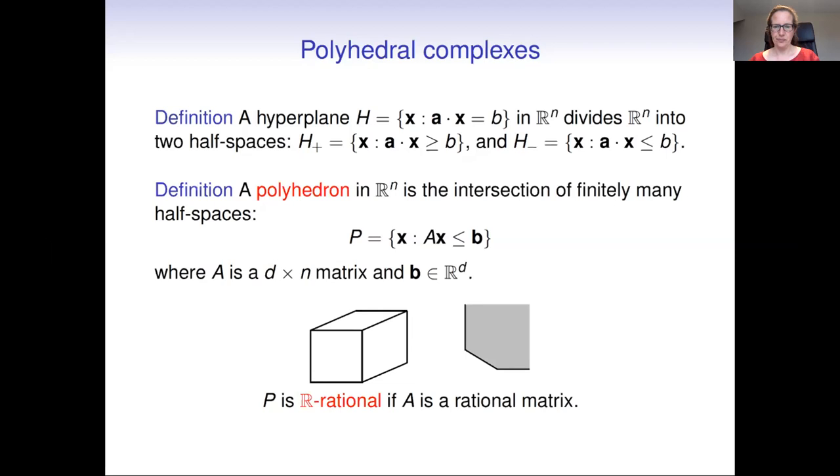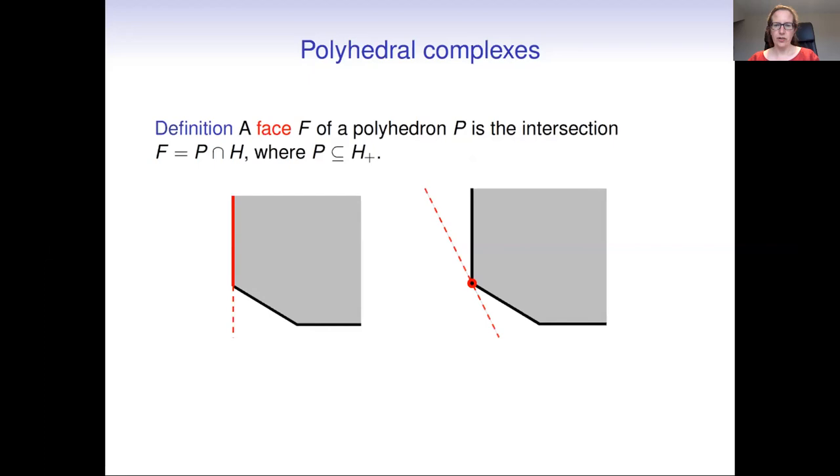Now, a face of a polyhedron is the intersection of your polyhedron with a supporting hyperplane. So a supporting hyperplane is a hyperplane H where P is completely contained in one half space. So maybe I've just arbitrarily chosen H plus here. For example, if I take this polyhedron from the previous slide, and I take this hyperplane, which we were saying is maybe x equals zero, you can see it's supporting because all of the polyhedron is on this side. And so the bit of solid red is going to be a face of the polyhedron.